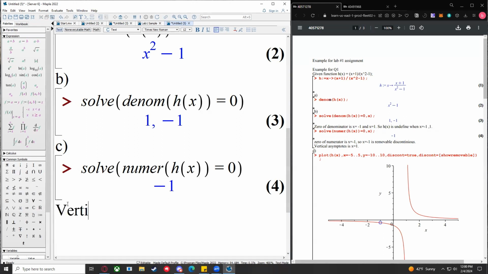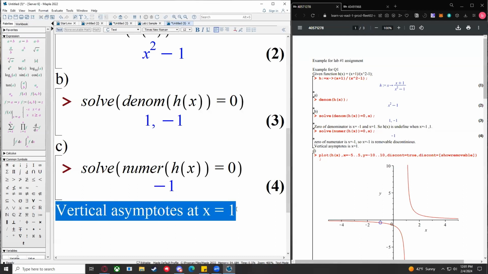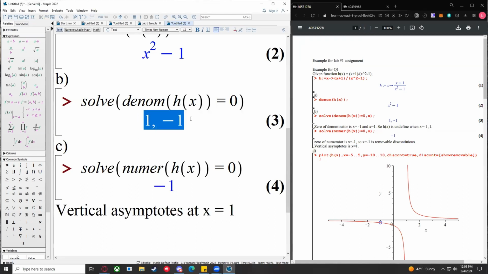So I can write vertical asymptotes at x equals 1. And this would be sufficient. Your professor wrote some extra information here about where we're defined, what is a removable discontinuity, all that good stuff. You can do that as well. But generally, the question does ask, where are your vertical asymptotes? And so you want to make sure that you just respond with the vertical asymptote is at, in this case, x equals 1.